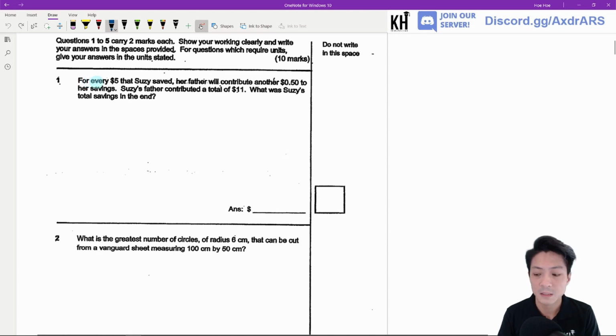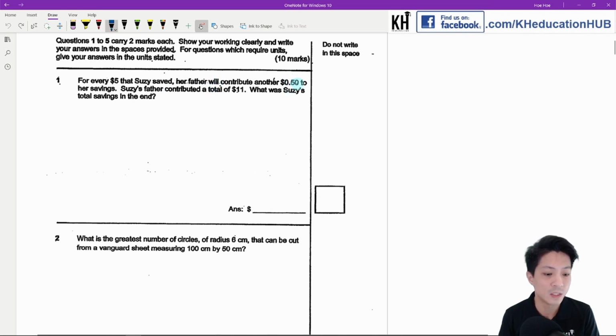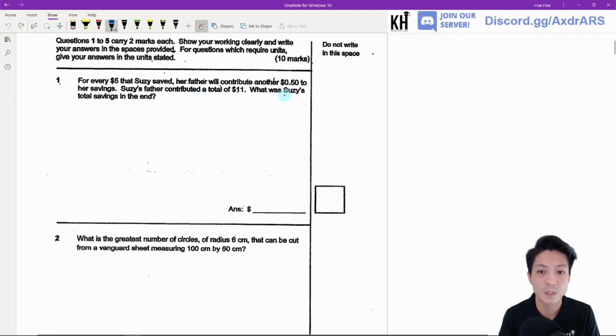Okay, question 1. For every $5 that Susie saved, her father contributed another 50 cents to her savings. Susie's father contributed a total of $11. What was Susie's total savings in the end?